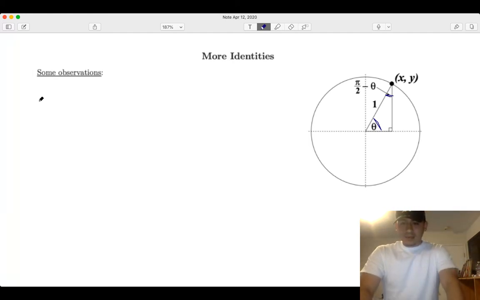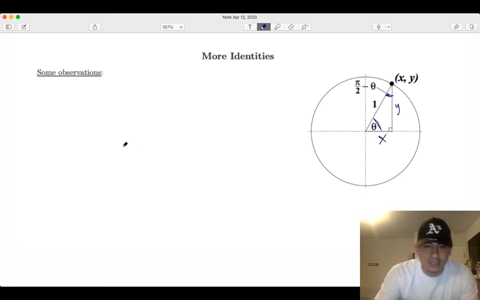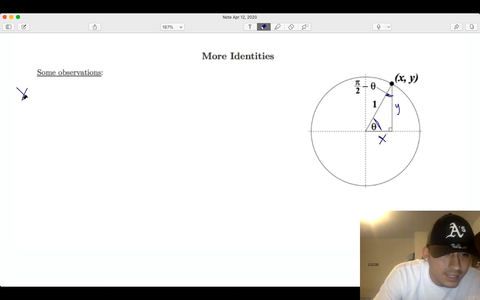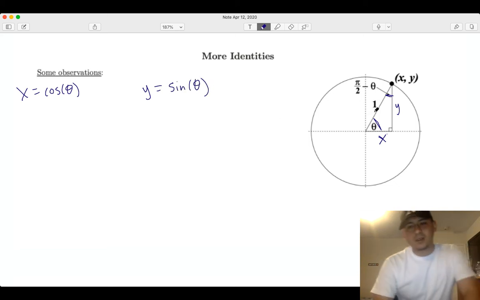Some observations about this: this is y, this is x. We know that x is equal to cosine of theta, and we also know that y is equal to sine of theta. For any triangle on the unit circle that we draw, these relationships are always going to show up. x is equal to cosine of theta, y is equal to sine of theta, and that's when we're using this as our reference angle.